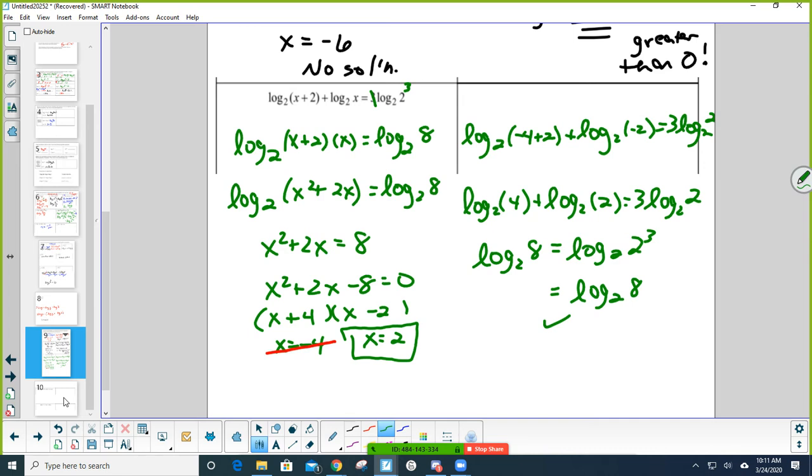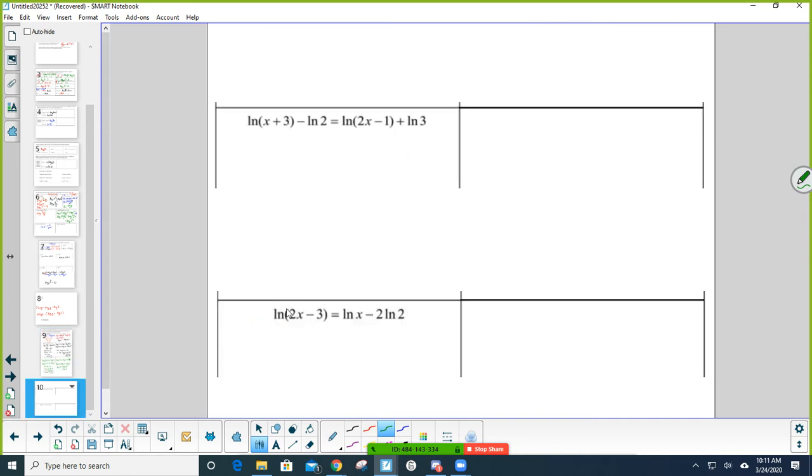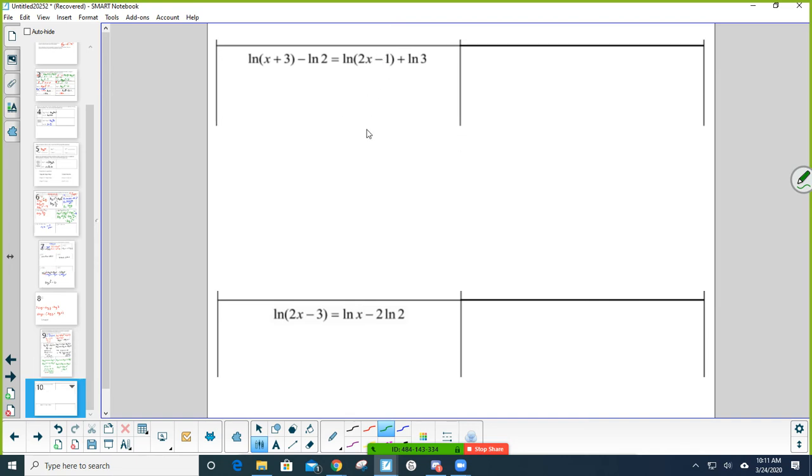Okay, I've got 2 more to do, then I am done. I got these 2 LN ones. Don't let LN freak you out. All LN is log base e. Okay, so it's nothing any different than the ones we've done before. It just has a different nickname.